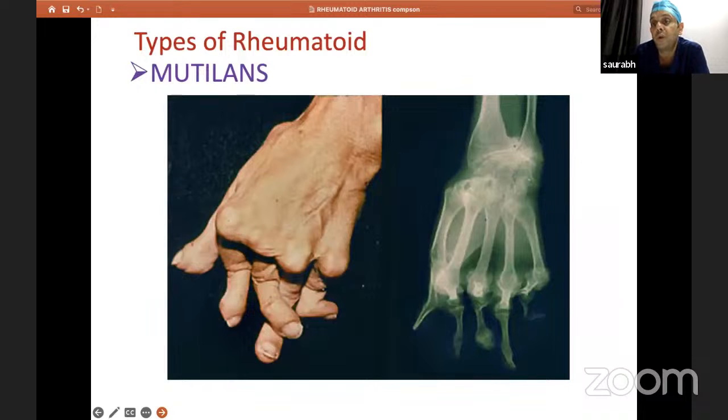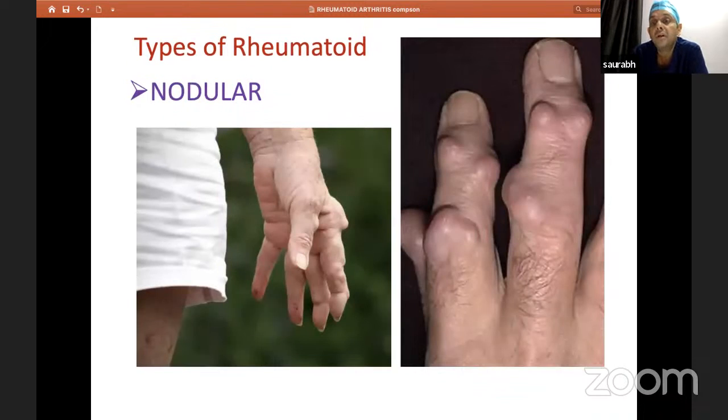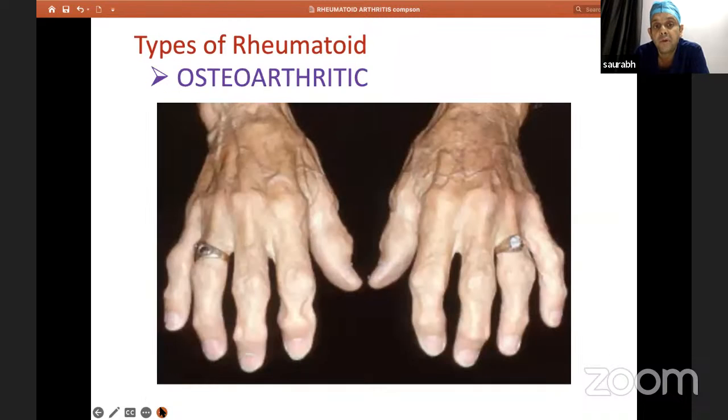So types of rheumatoid, very important to pick up those. Mutilans, as the name suggests, is an end stage, very deformed joints, hardly any function. Then nodular: rheumatoid classically presents with these nodules on the skin, either in the hands or the forearm or around the elbow. So important to pick up these nodules and describe them. And the most definitive diagnosis of a rheumatoid is to excise one of them and send it to a lab for histopathology. So bring that out in the exam.